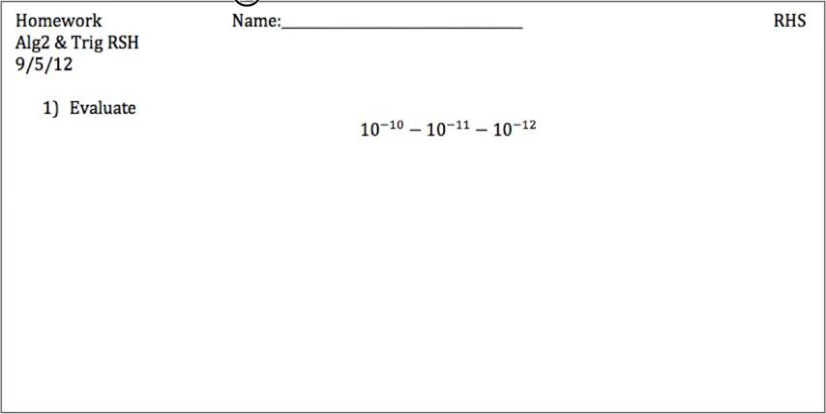Alright, let's get started. The first question here, you have to combine them together. So this means 1 over 10 to the 10th power. Second one is minus 1 over 10 to the 11th power. The third one is 1 over 10 to the 12th power. Now we need to subtract all three of them, these two fractions from the first one.